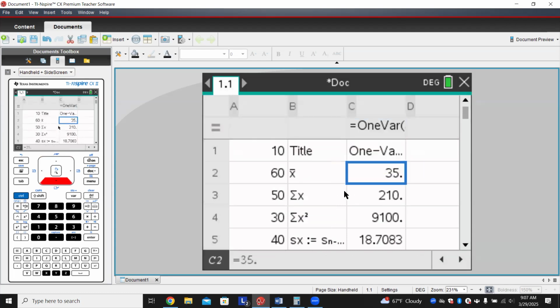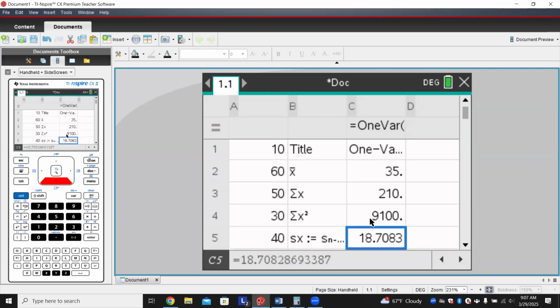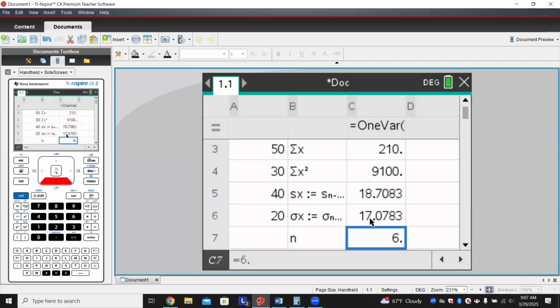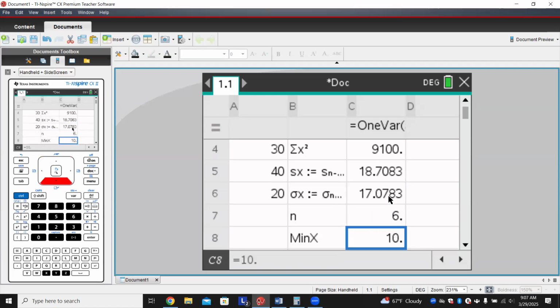So what you'll see here is it gives us our x bar, our mean, which was 35. It added all those numbers and got 210, squared all those numbers, added up, got 9100. It did what it calls its simple form. But then we see all of this information here. It gives us our sample standard deviation of 18.7, and then gives us what they think the population standard deviation would be, which is 17.07. But really and truly, you just want that Sx. You don't want the population. It even tells you what your n is, what your minimum is.